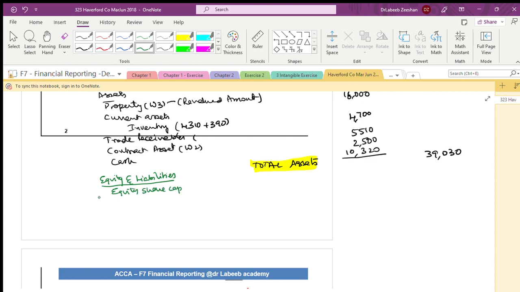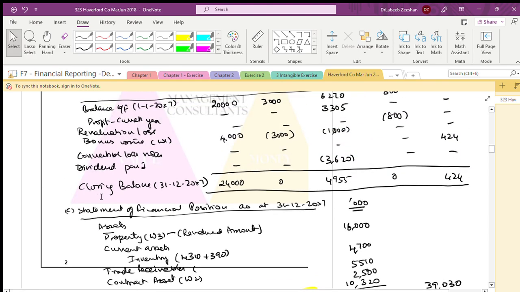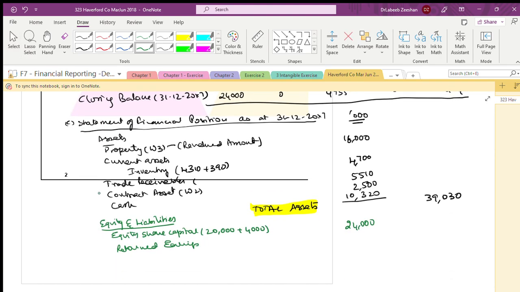How much is the equity share capital? 20,000 plus 4,000, that is 24,000. Next, you have retained earnings. We have to take it from the statement of changes in equity. 4955. You have to do this practically in your notes.